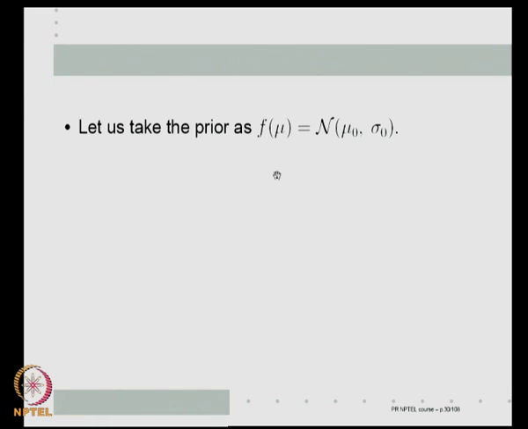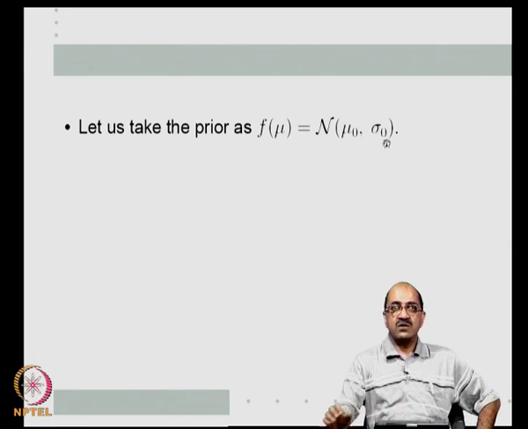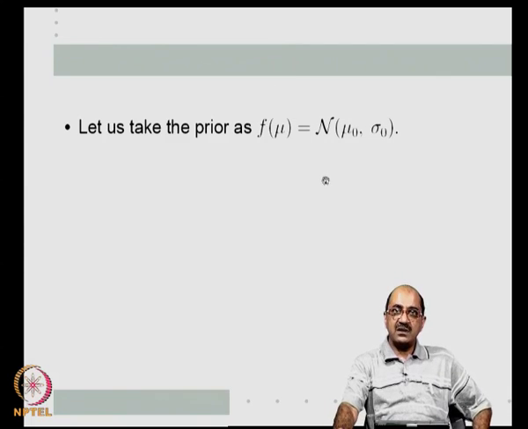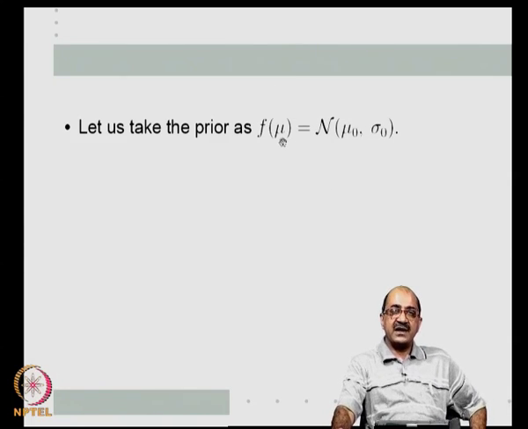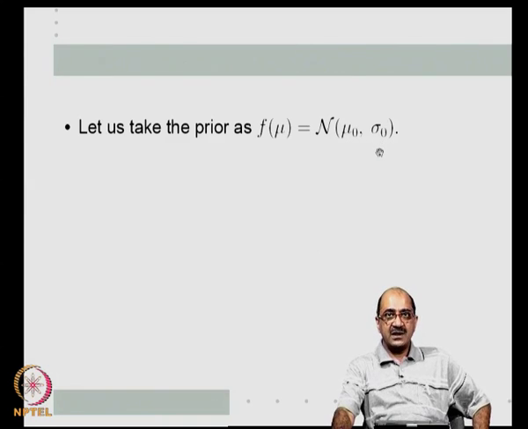So, let us take the prior. Prior is a density on mu. Remember, we are thinking of mu itself as a random variable. So, the prior is a density on the variable mu. We are assuming it to be normal, we will use the script N to denote normal. The notation N of mu 0, sigma 0 is a normal density whose mean is mu 0 and whose variance is sigma 0. So, we are taking the prior density to be normal with mean mu 0 and variance sigma 0.